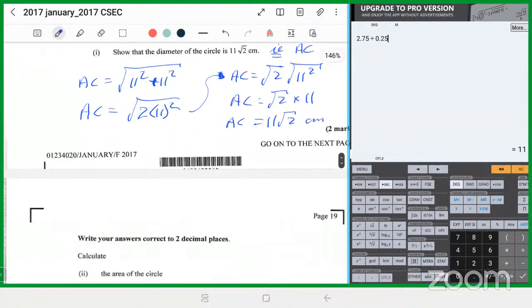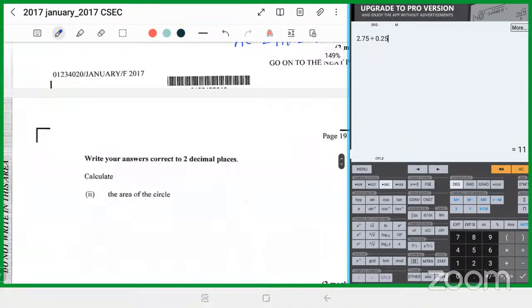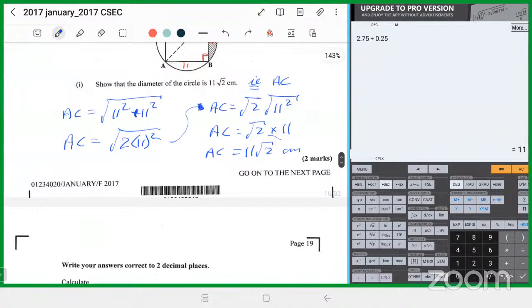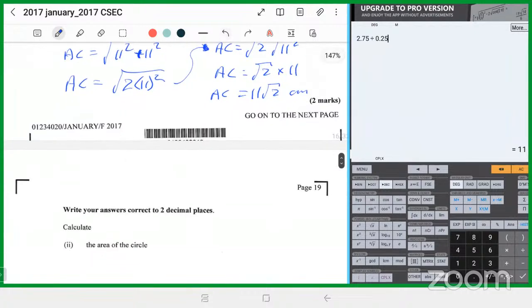So the next question says, calculate, correct to two decimal places, the area of the circle. Now, if that is the diameter, I'm going to write that the radius is half of that. You know, the radius is half, so I can just put it over 2. The radius becomes my radius, in centimeters. We tend to work in radius. We're doing circles, we don't work in diameter. So let's keep it simple.